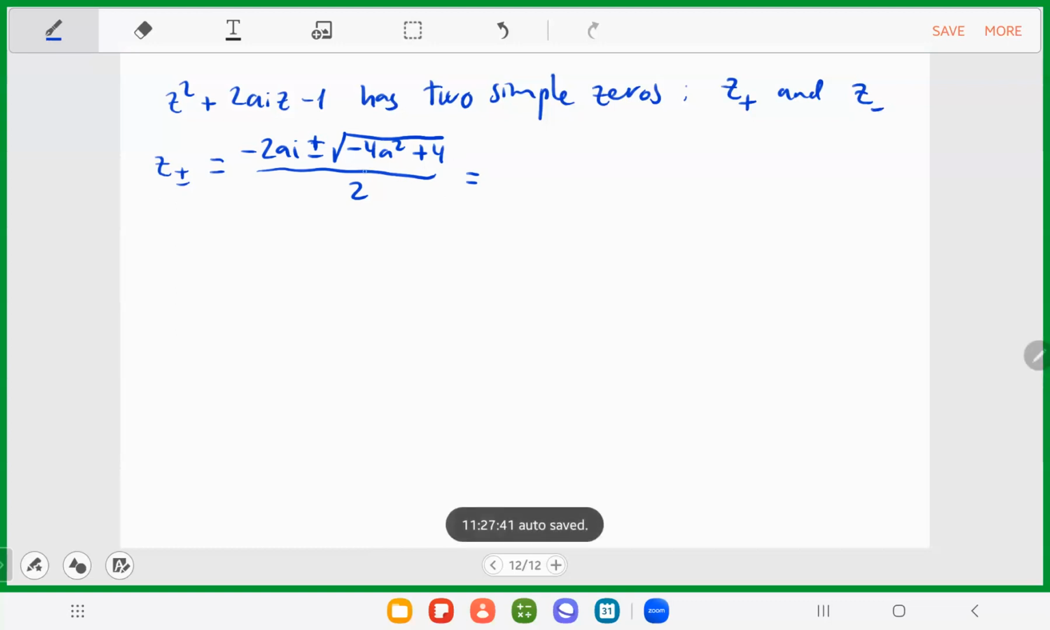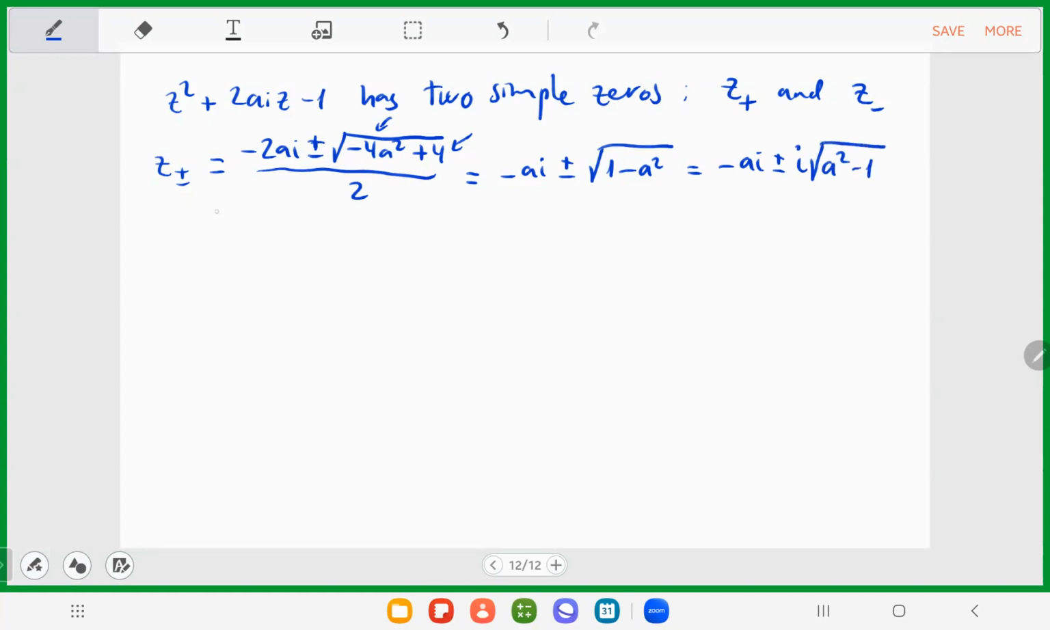Let's simplify this a bit. Here I can take these four out of the square root, and it will become a 2. So that cancels the 2 on the denominator. So we have minus ai plus minus square root of 1 minus a squared. Do you agree? And if I write 1 minus a squared as minus 1 times a squared minus 1, then I can take the square root of minus 1 outside. Okay.